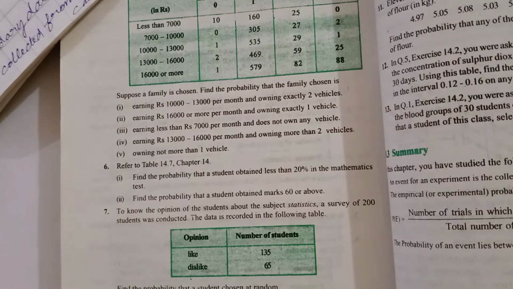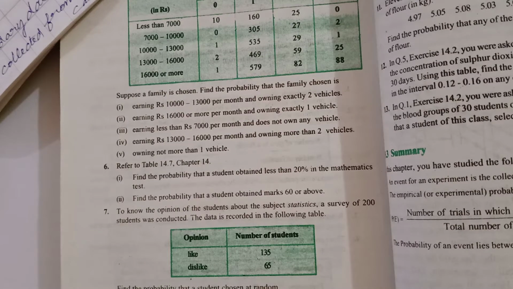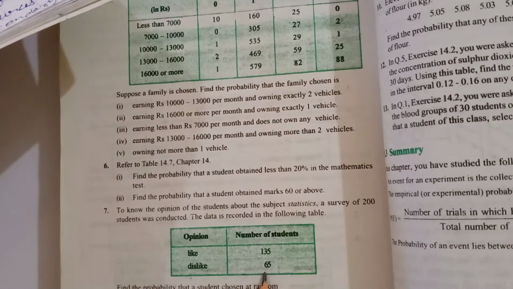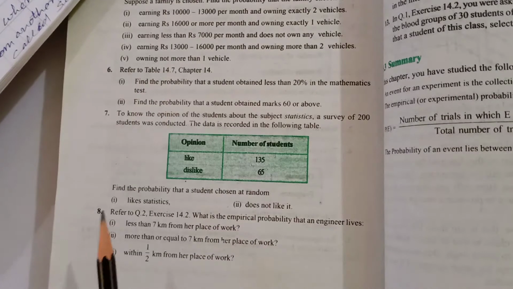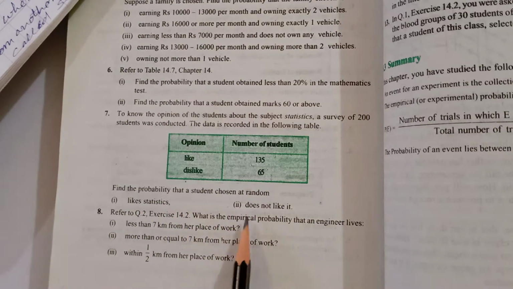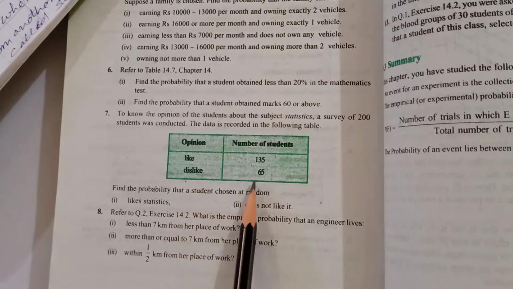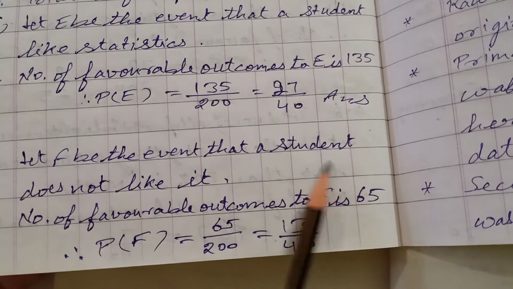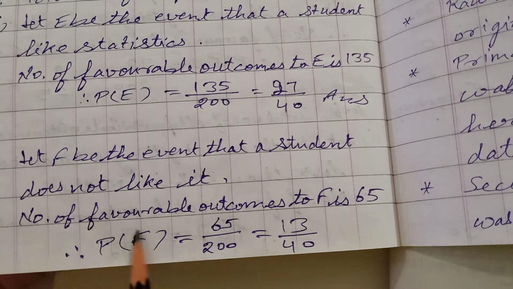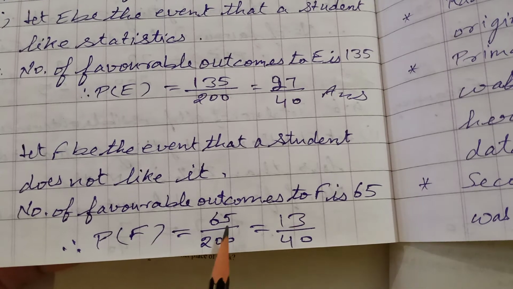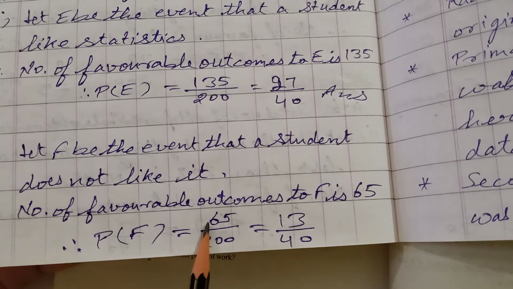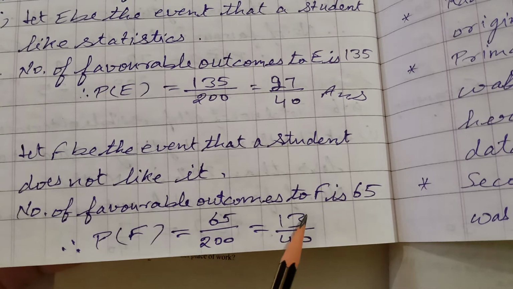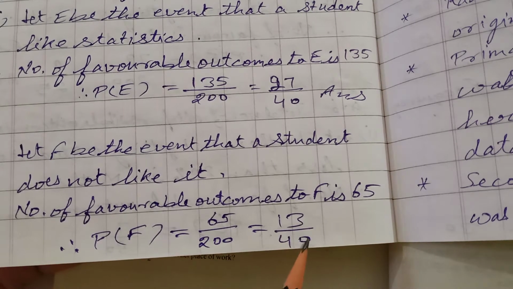And the second part, does not like it. Find the probability that a student chosen at random does not like it. The number of such students is 65. Let F be the event that a student does not like it. So the number of favorable outcomes to F is 65. P(F) equal to 65 upon 200. Simplifying, your probability is 13 upon 40. This is your required answer.